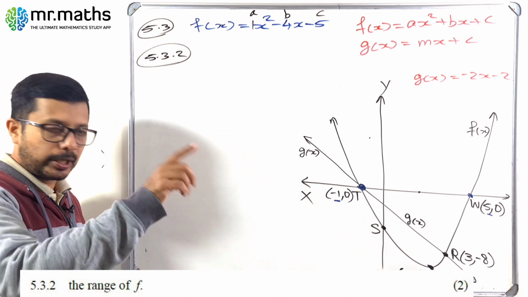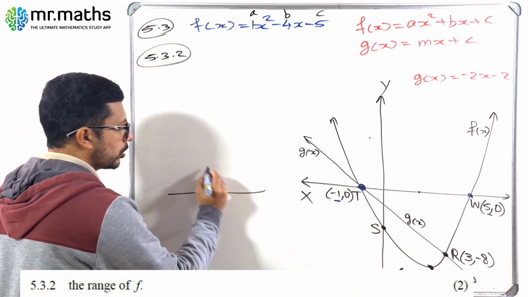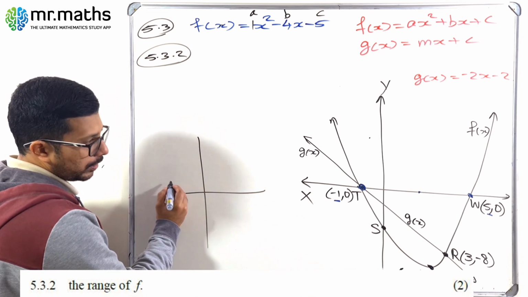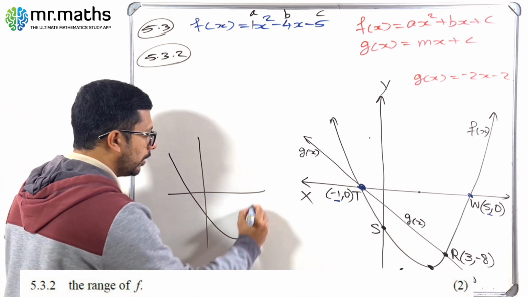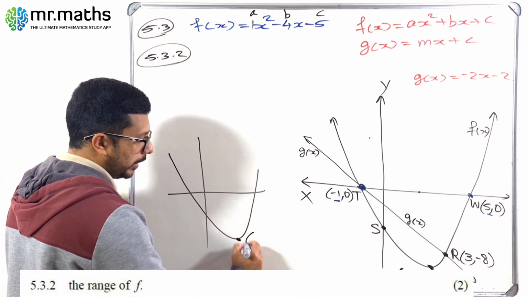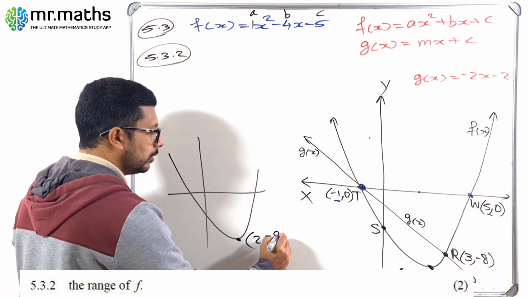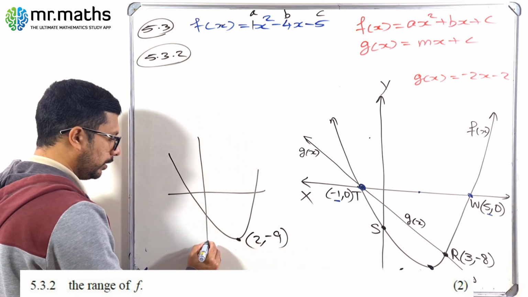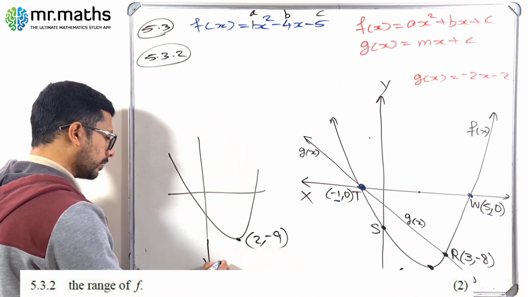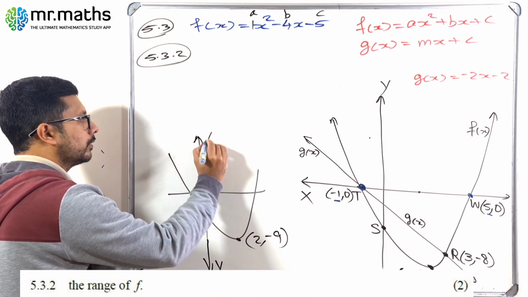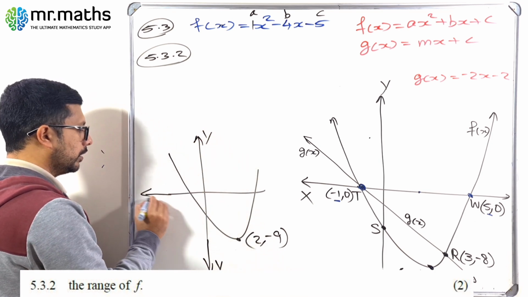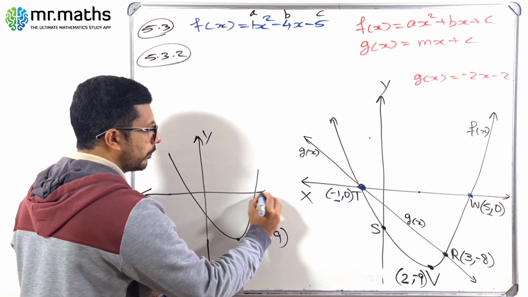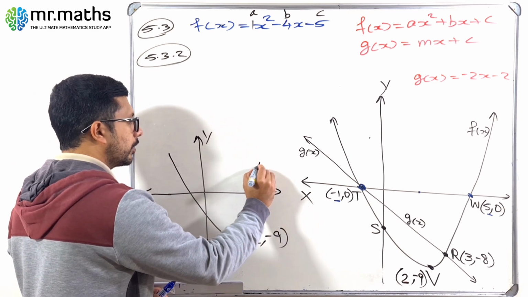The f graph means that parabola. Okay, so let me draw it once more here. This is our graph, and we got the turning point as (2, -9). This is the y-axis, and this one is the x-axis. And this is our f of x.